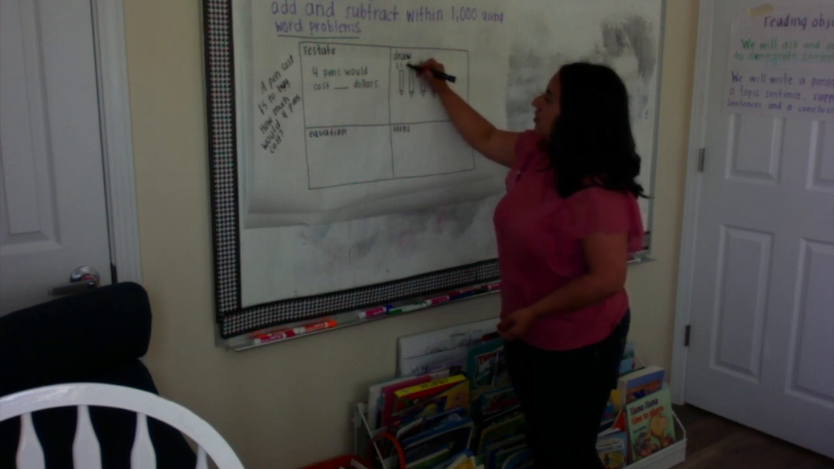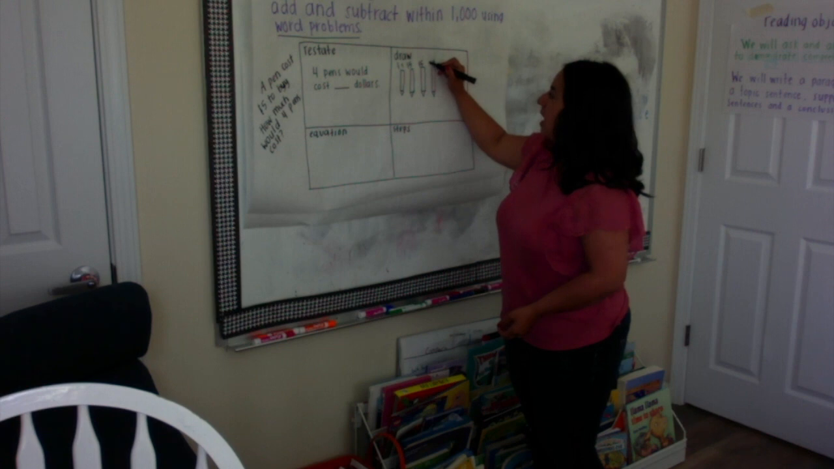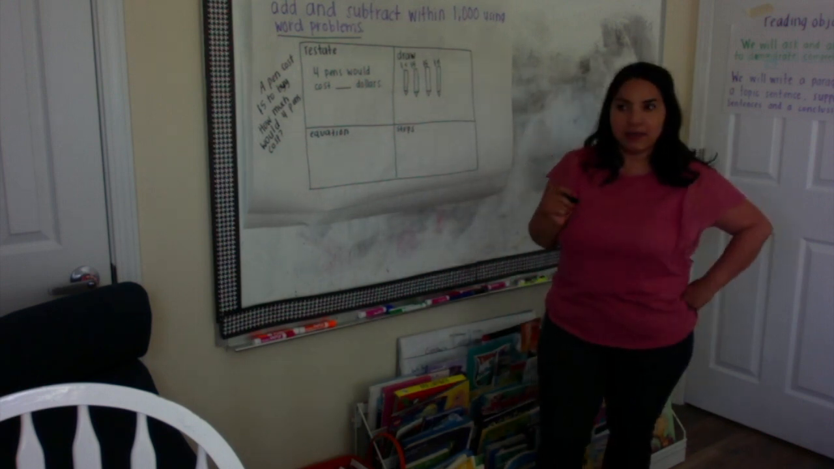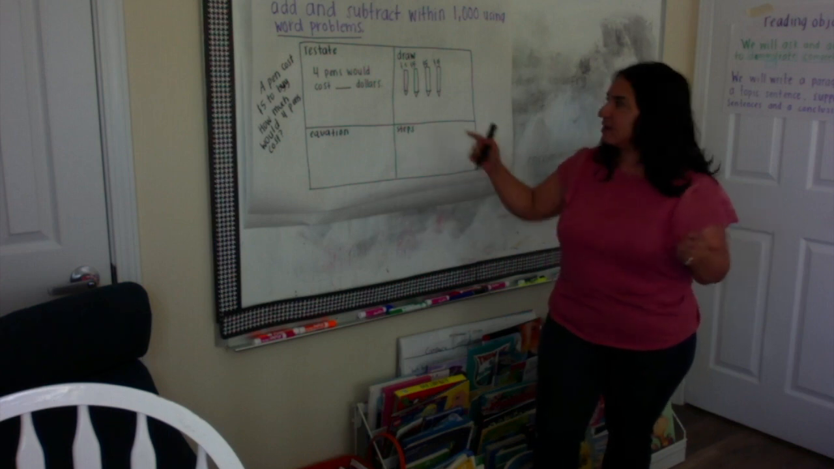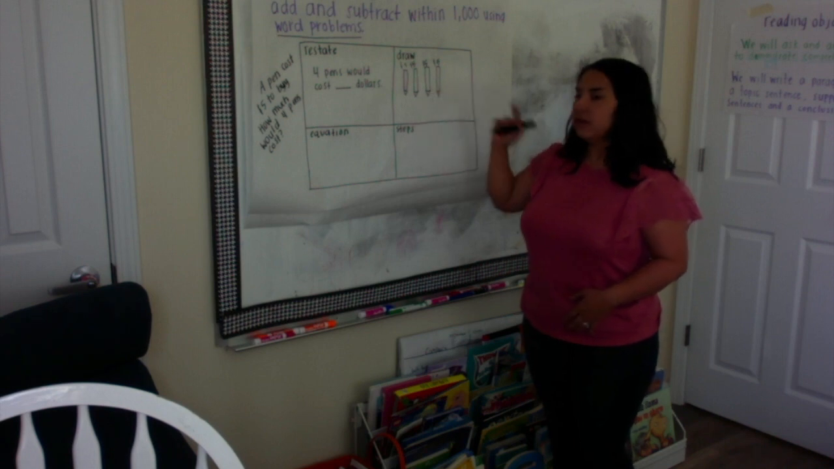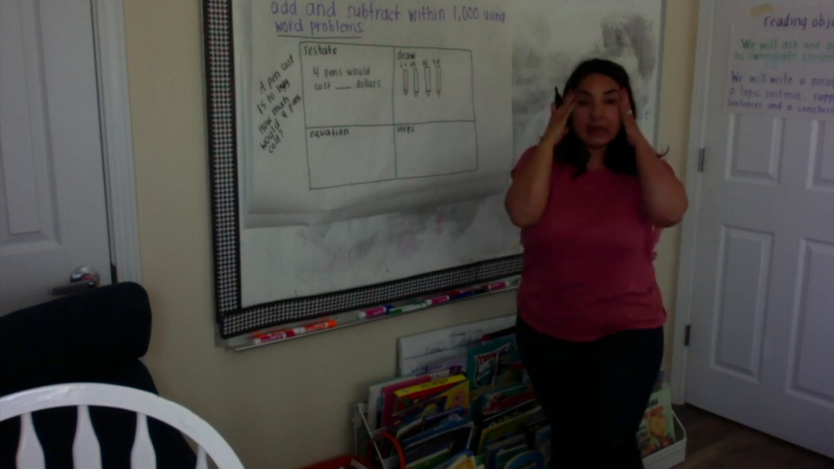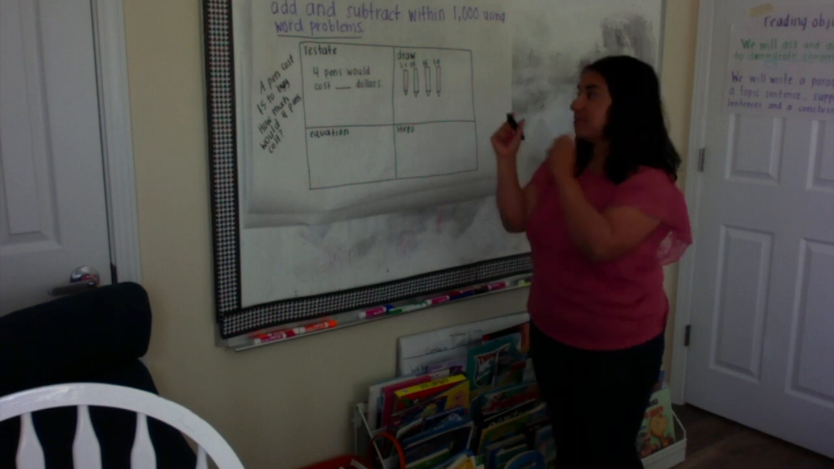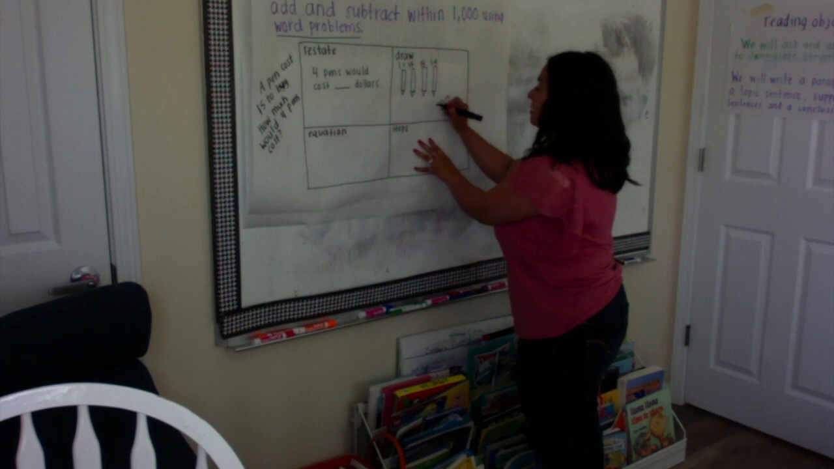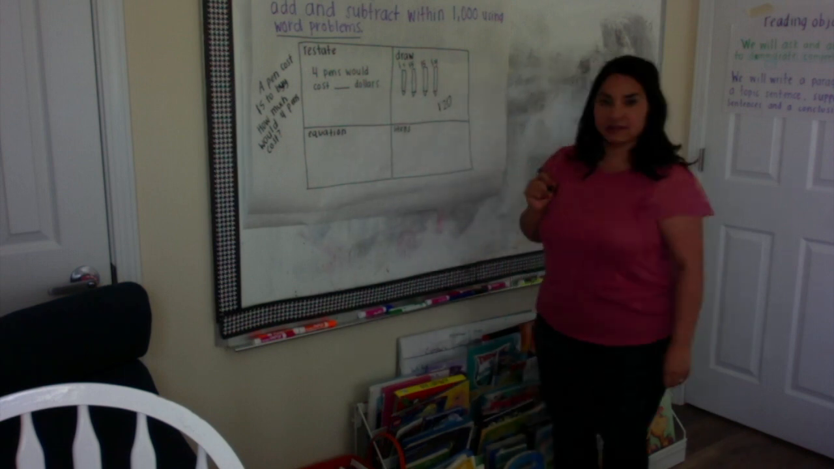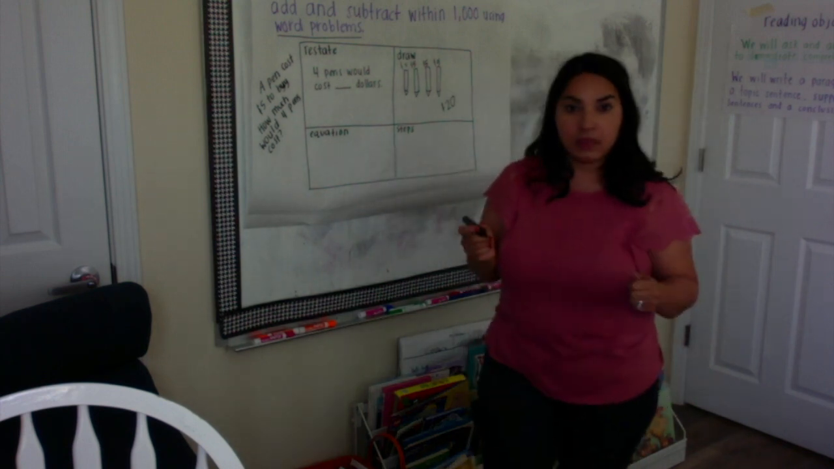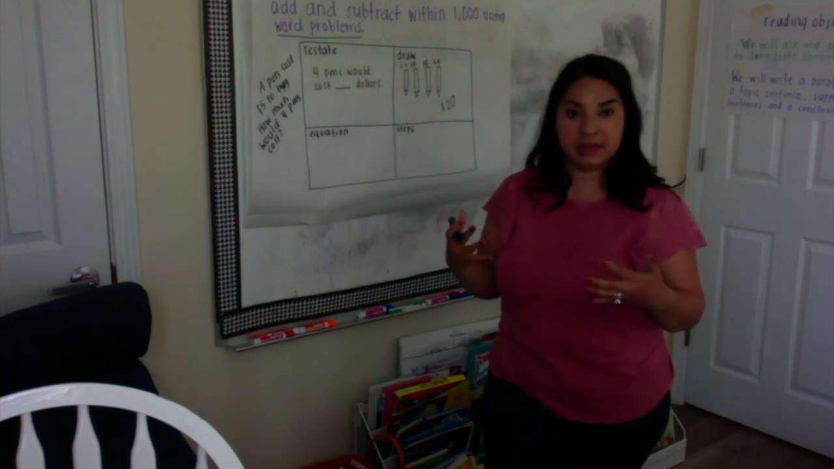Don't forget to include your money symbol because that's important. That tells us what we're working with. Okay? So can I count by 5s? I sure can. Let's do it. 5, 10, 15, $20. Oh, I hope you've been saving some money because it would cost $20 for 4 pens.